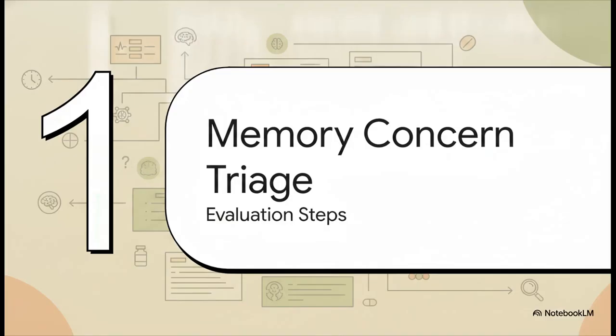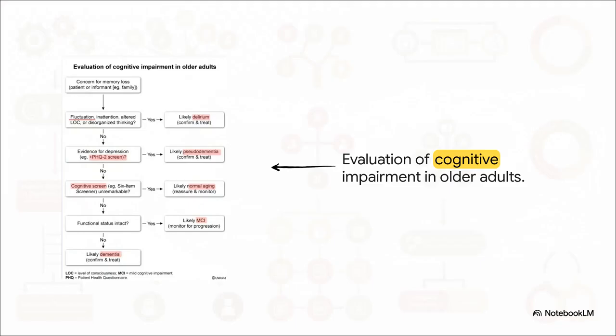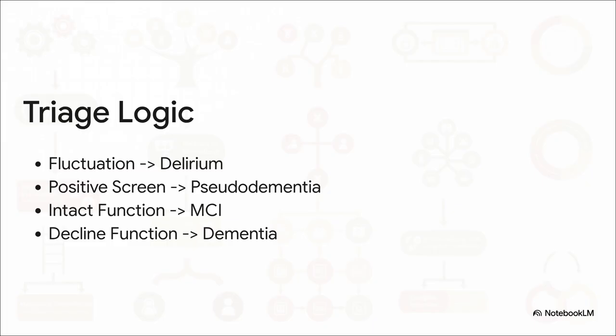Section 1, Memory Concern Triage. Okay, before we even think about chronic memory loss, we have to assess for fluctuation, inattention, altered level of consciousness, or disorganized thinking. If any of those are present, your diagnosis is delirium until proven otherwise. Stop what you're doing, confirm it, and treat the underlying medical trigger. It's only after you've ruled out delirium that you can proceed to screen for depression, check baseline cognition, and look at their functional status. Let's break down that step-by-step logic.